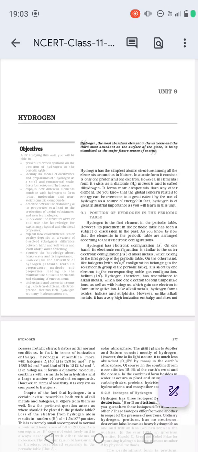Chapter Hydrogen from 11th NCERT. So let's start the chapter. Hydrogen, the most abundant element in the universe and third most abundant on the surface of the globe, is being visualized as the major future source of energy.